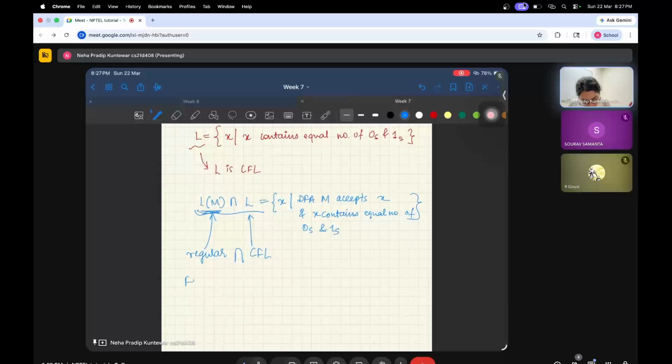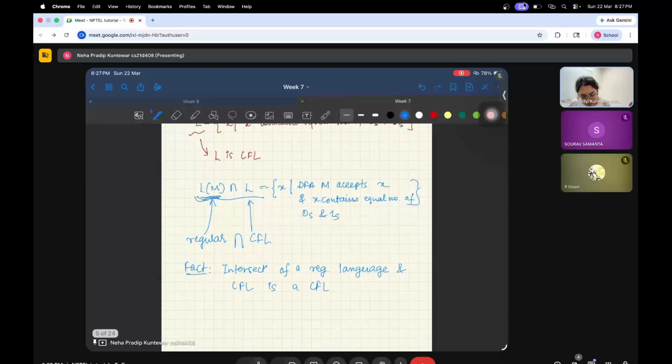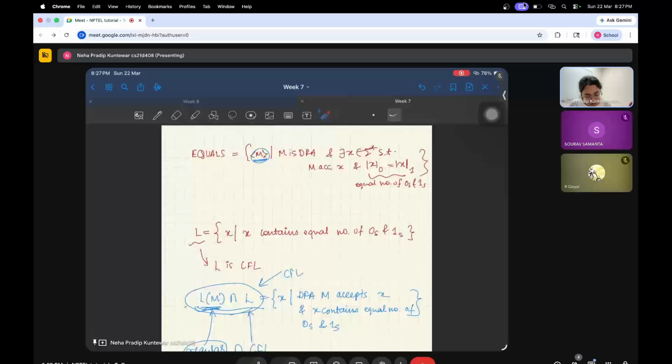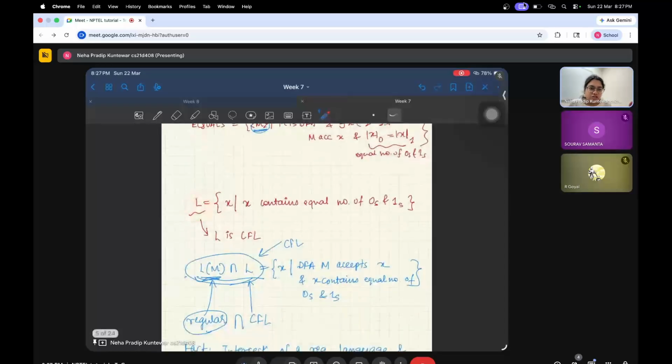Correct. So we know that the intersection of a regular language and a CFL is a CFL. Okay, so therefore on this side we have a language which is a CFL, and you want to check. Basically, what I mean to say is, how are we given this regular language? We are given it in the form of M. We are given a machine, and can I come up with a machine for L?